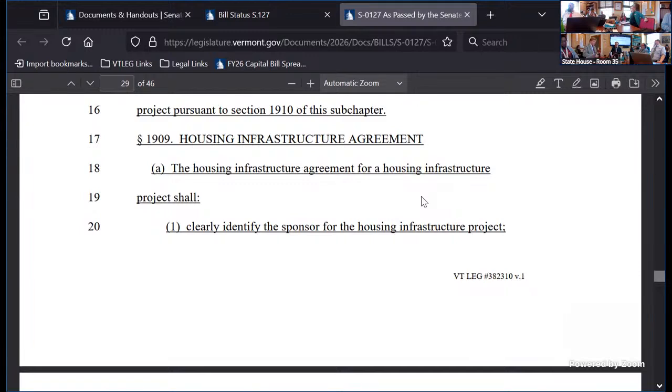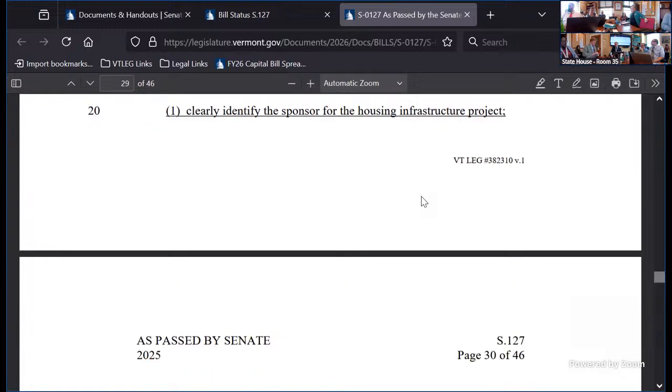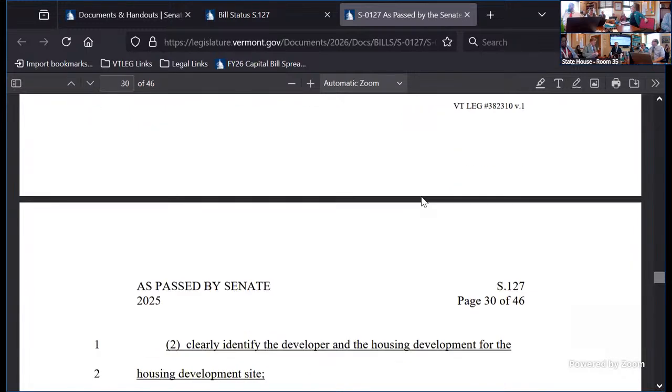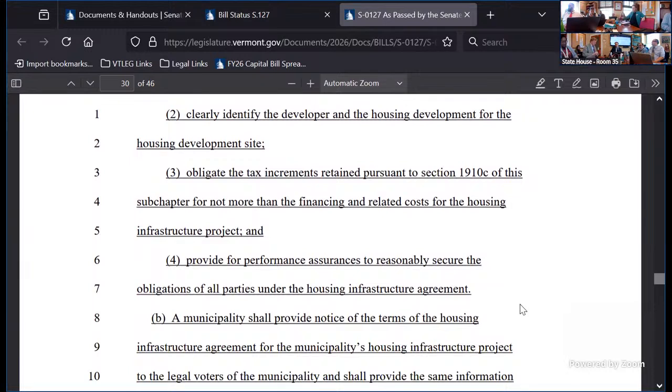Section 1909, this is your housing infrastructure agreement. So this is what's governing the housing infrastructure project. And we have just a few guidelines for what this has to set out, but you could enhance this or create additional protections or the like. It has to clearly identify the sponsor for the housing infrastructure project. So who is financing the infrastructure? Clearly identify the developer and the housing development for that site.